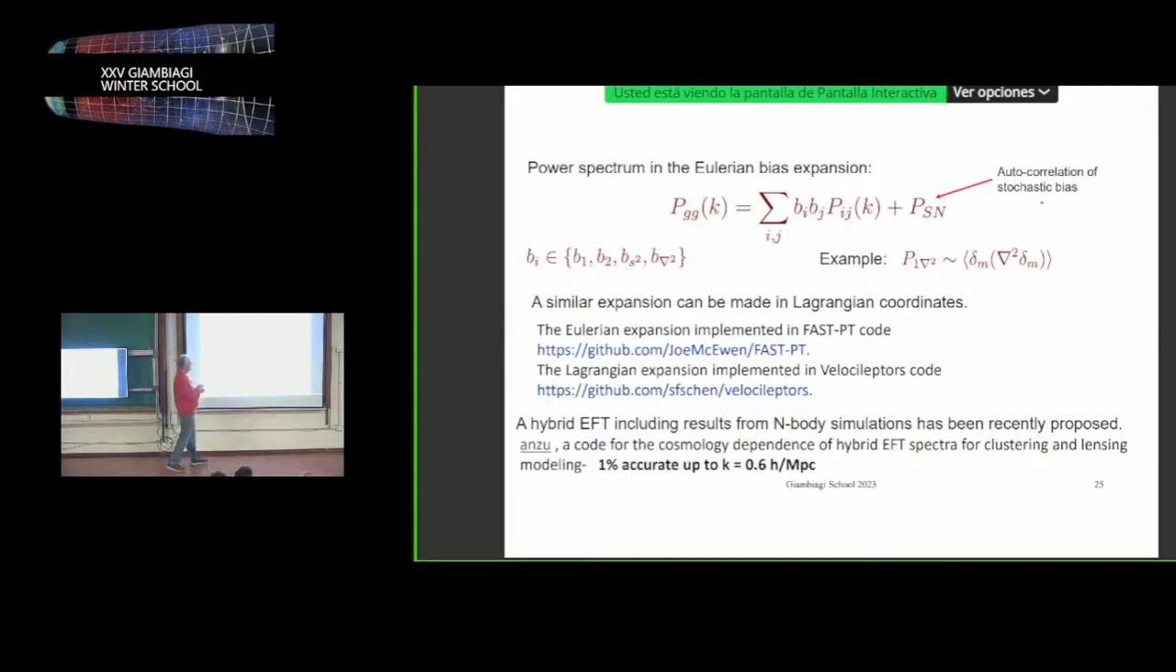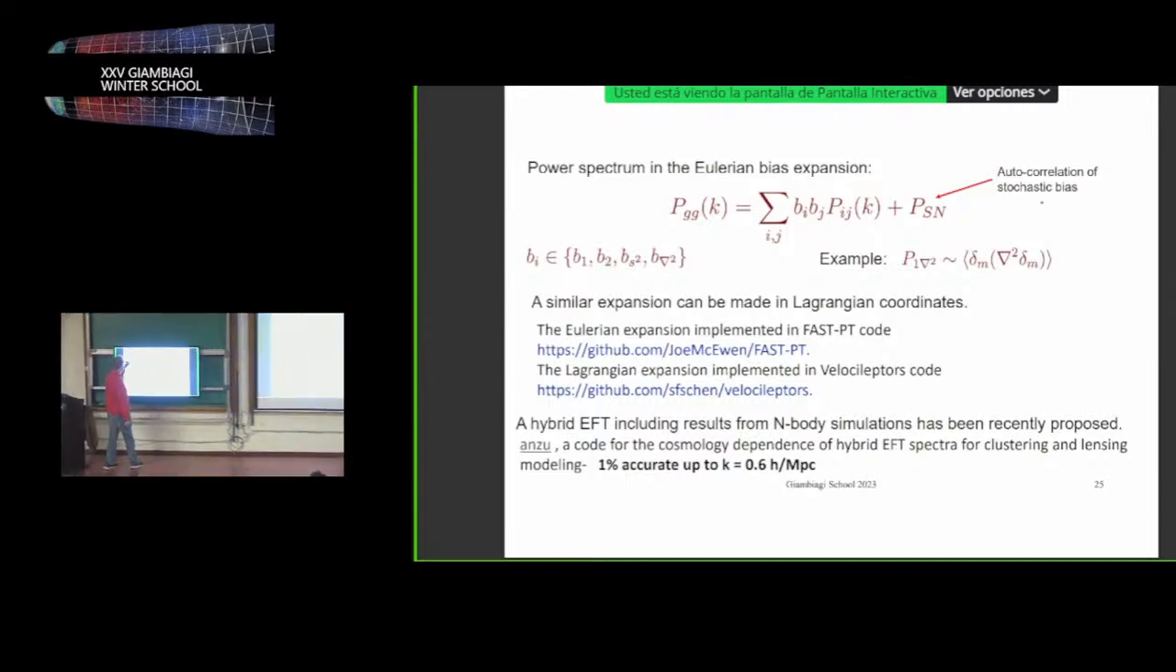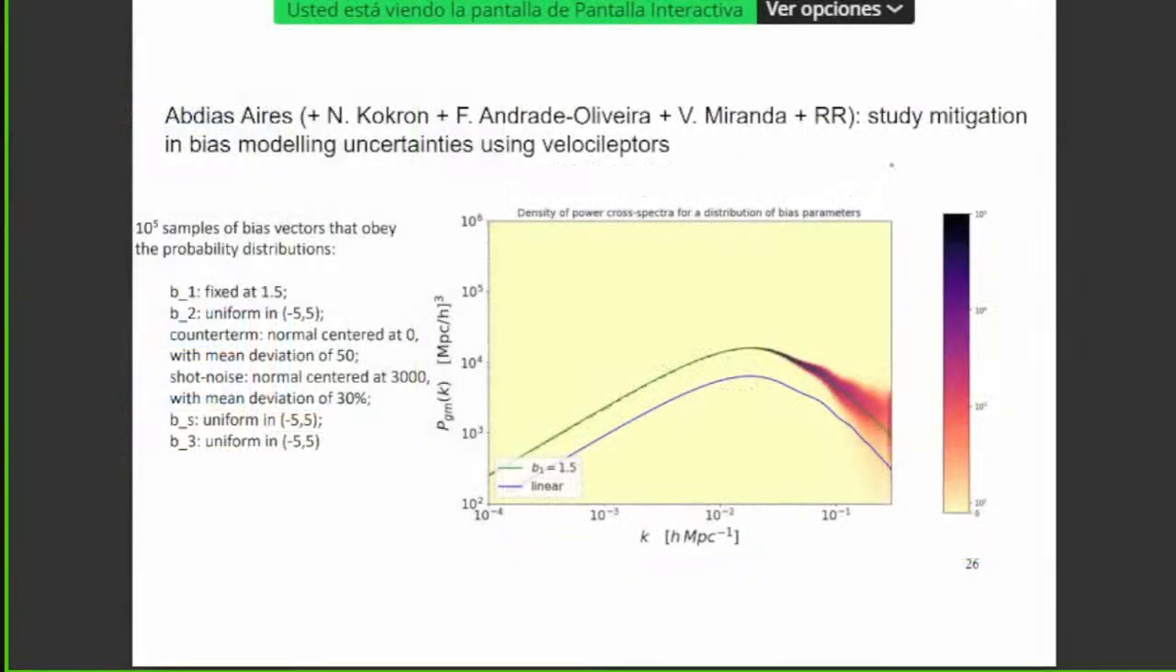Anyway, there's a Lagrangian expansion that was implemented in a code called Velociraptor. Don't ask me why it's called Velociraptor. And then even more recently, there's a hybrid effective field theory including results from N-body simulations, called Aemulus. And I put it here because a former student of mine was involved in the development of this. It's a code for cosmology dependence on hybrid EFT spectrum. They claim that they are 1% accurate up to 0.6 inverse megaparsecs. And this is a master student of mine, and this is a former student of mine who just finished his PhD at Stanford, and he's going to IAS.